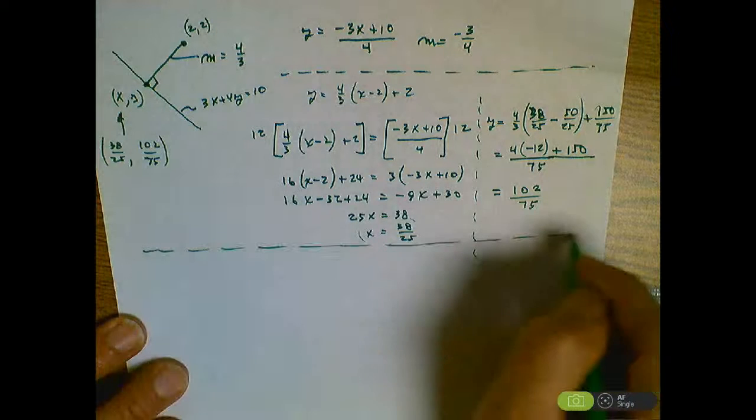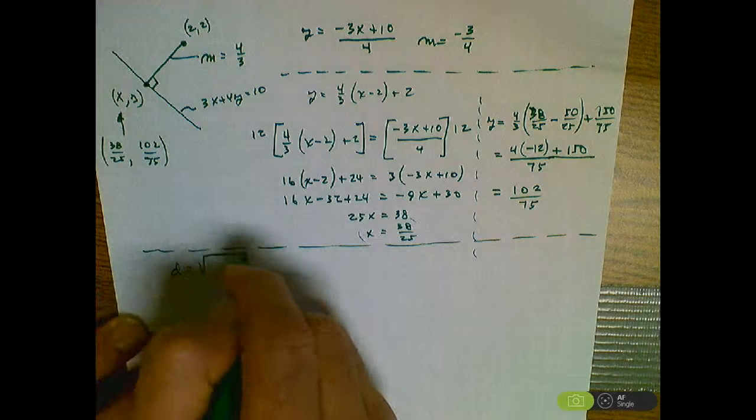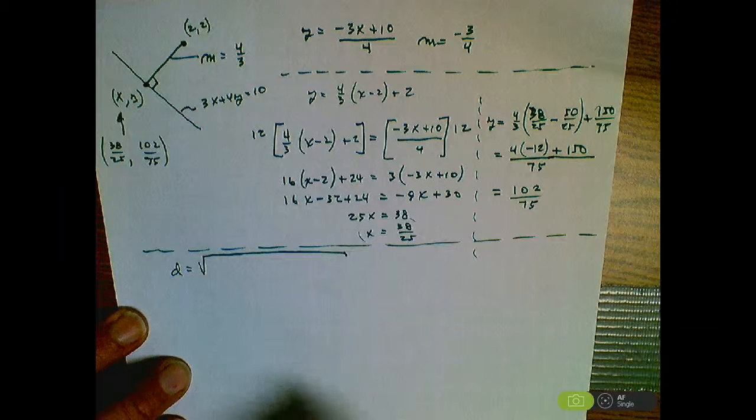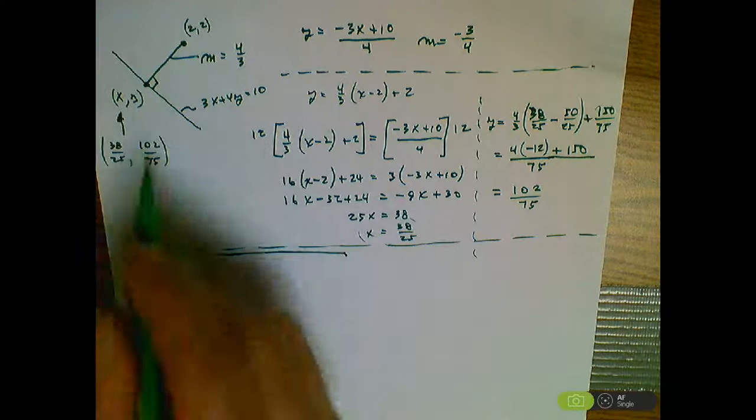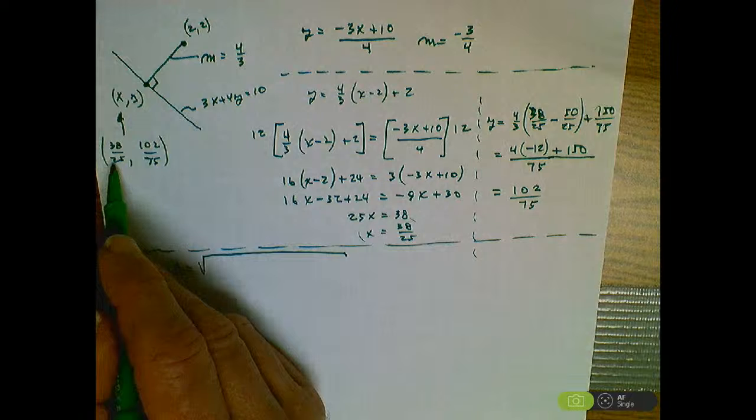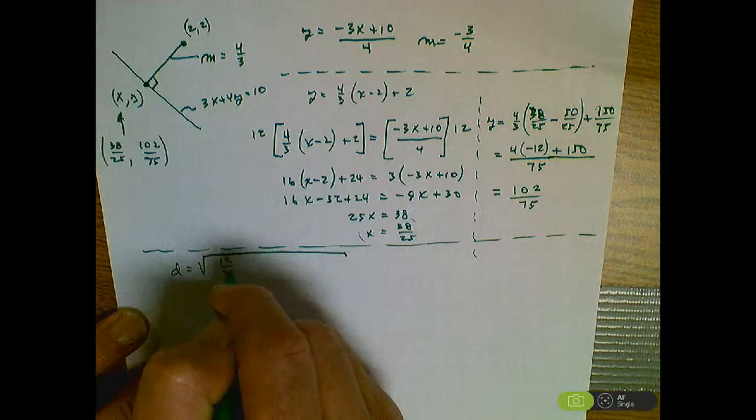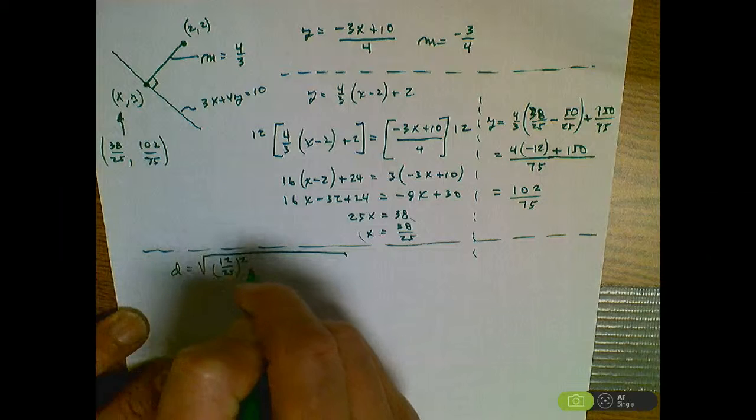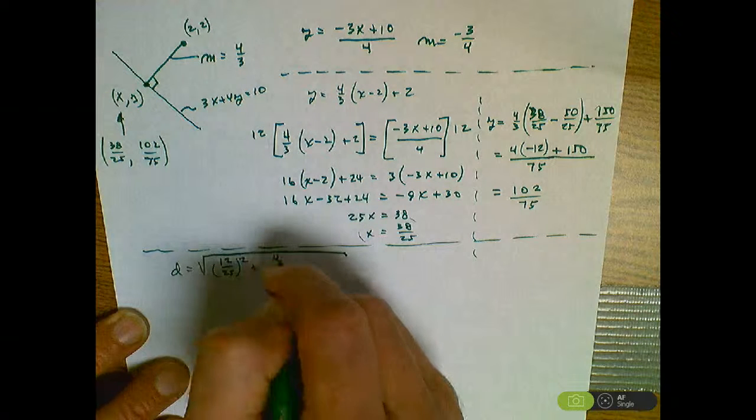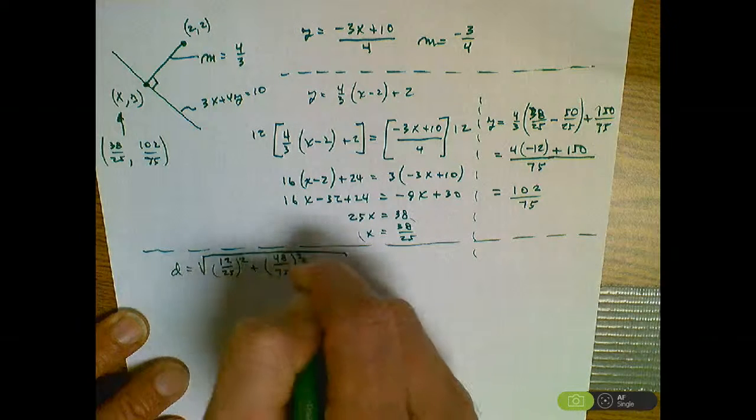So let's go ahead and do that. The distance is equal to the square root of the difference of the x squared plus the difference of the y squared. I just have to say 2 minus 38 over 25 is going to be 12 over 25, quantity squared, plus 150 minus 102, which is 48 over 75, quantity squared.